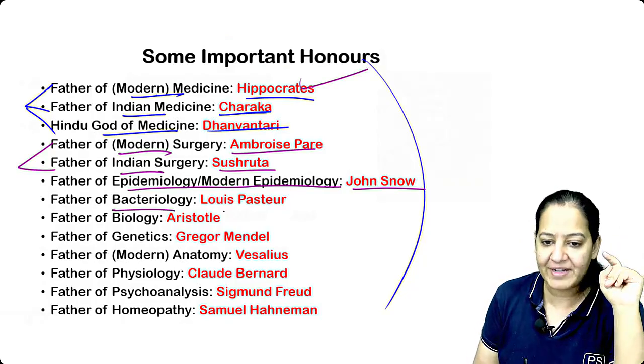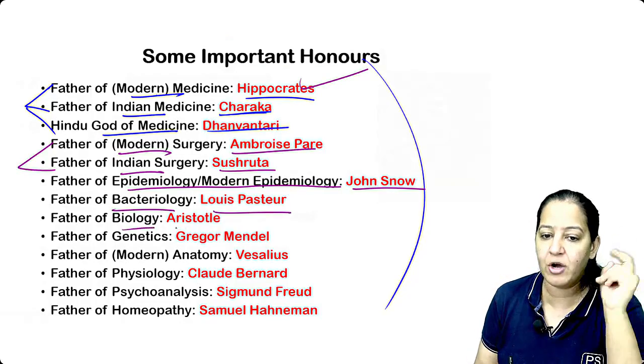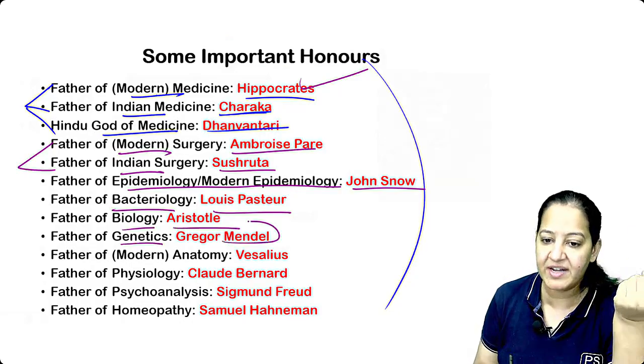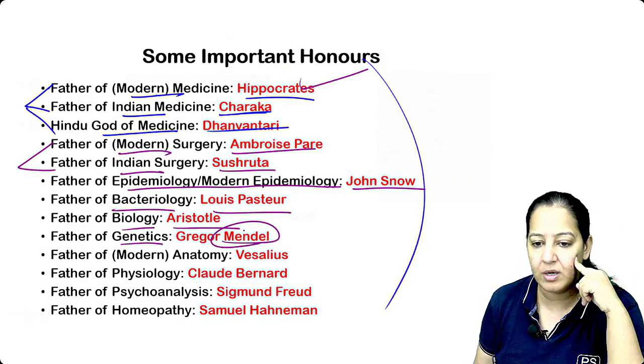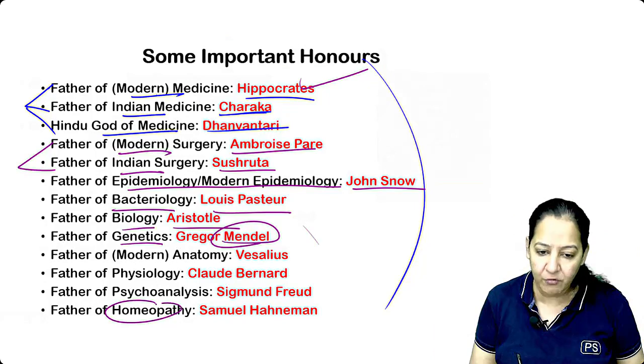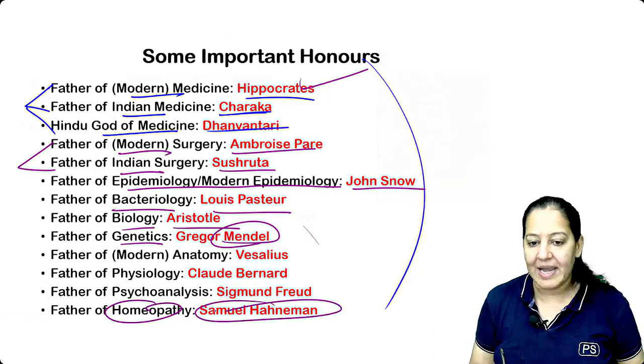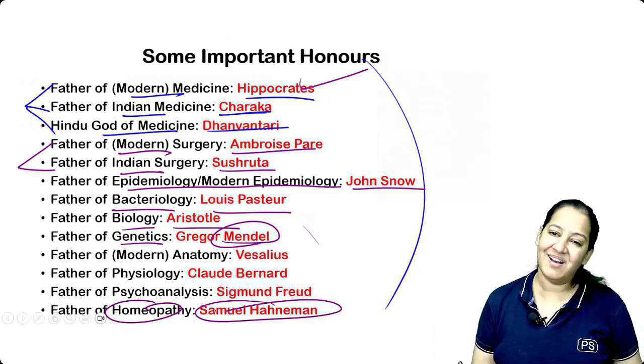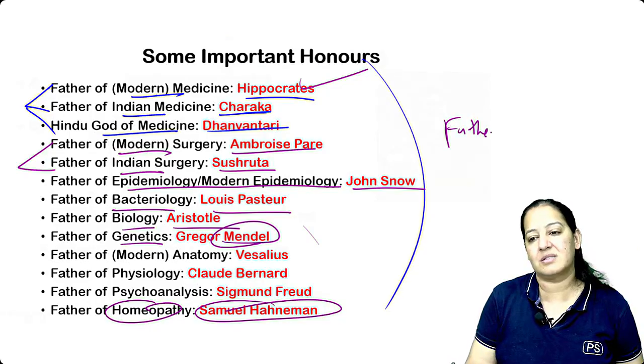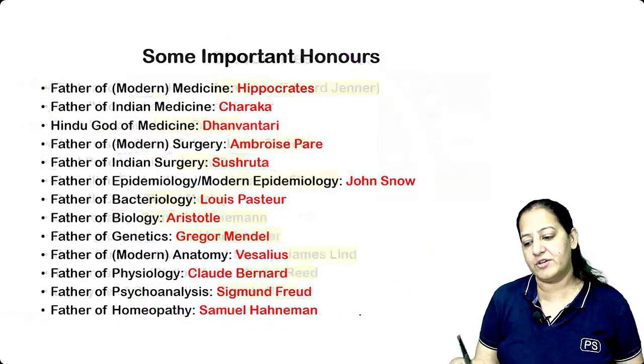Who is the father of bacteriology? Louis Pasteur. Father of biology? Aristotle. Father of genetics? Mendel. We all studied Mendelian law. So learn all these. Who is the father of homeopathy? Samuel Hahnemann. I already taught you. Please learn the fathers, all the fathers at one place. You get questions from them.